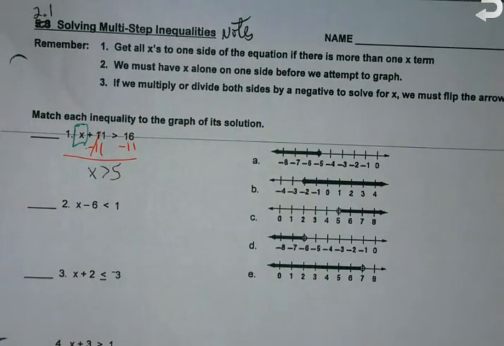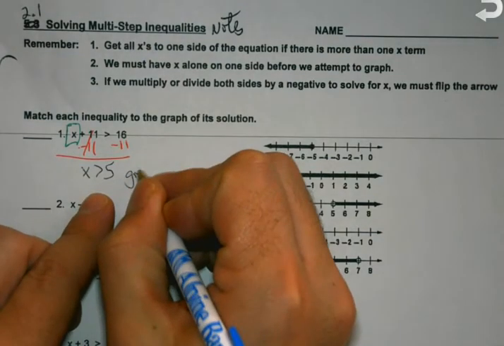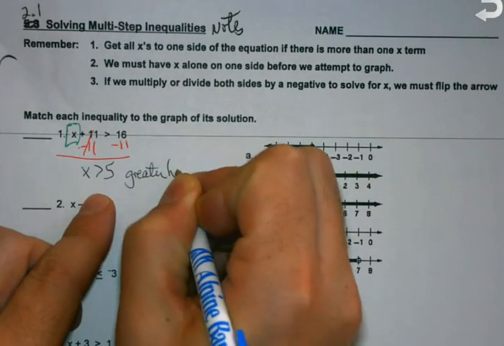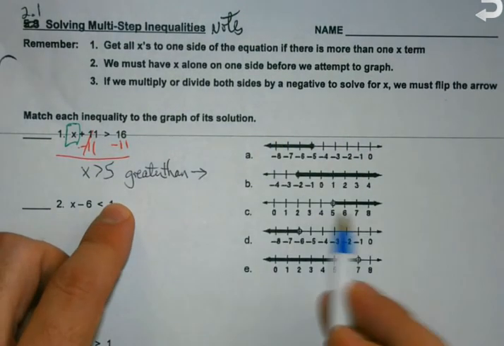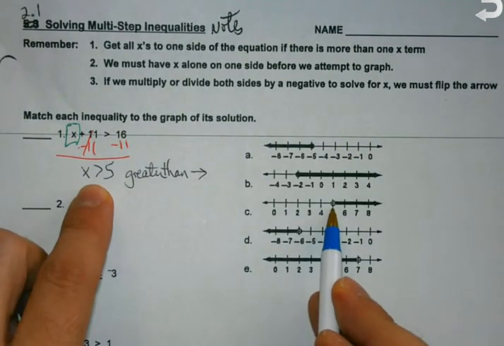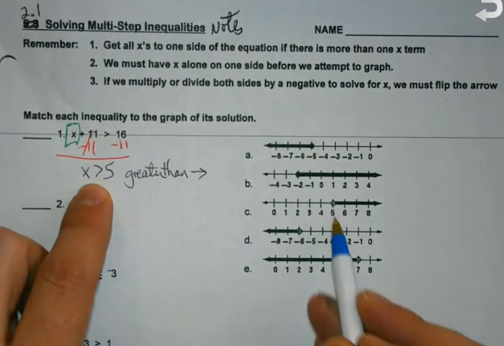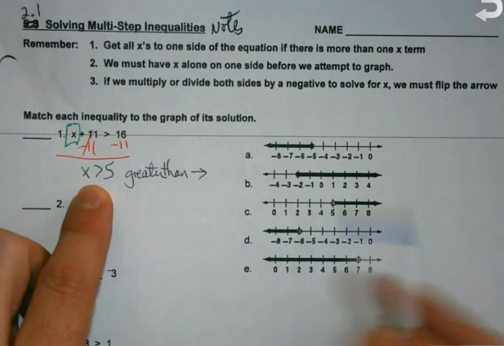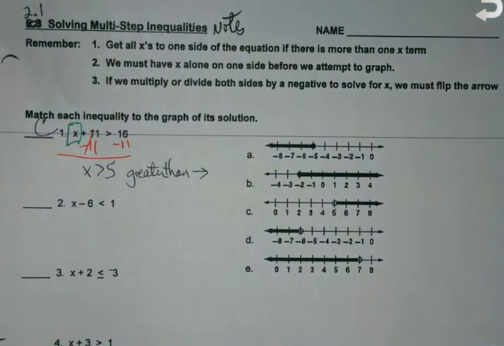So if it's greater, it means the numbers are getting larger. Since this is greater than, my arrow is going to go to the right. Since there's no line under my arrow, it's an open circle, and it's going to the right. So number 1 is going to be C. Now, I wish they'd have put another one at 5, so you've actually had to make a choice. But what can we do?